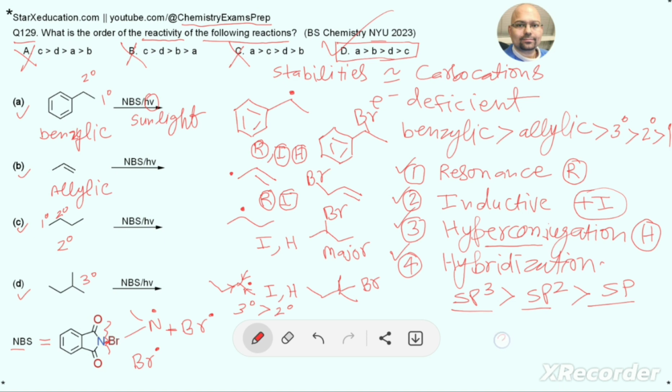Therefore, a tertiary radical is better than a secondary radical in stability, and secondary is better than a primary free radical. These were the stabilities of free radicals.